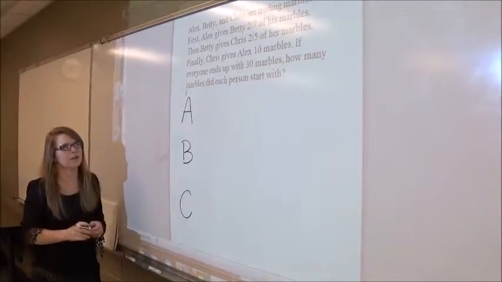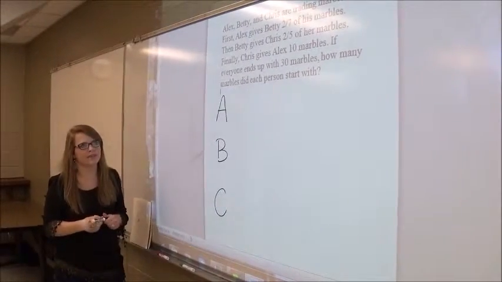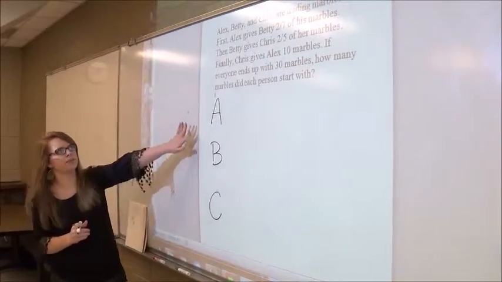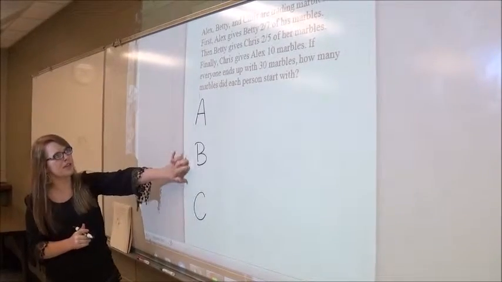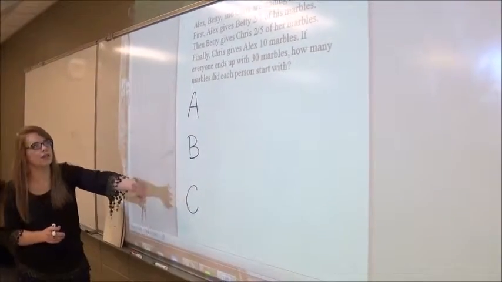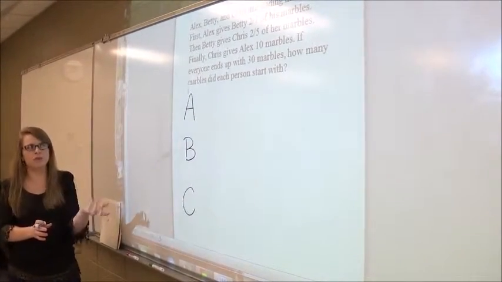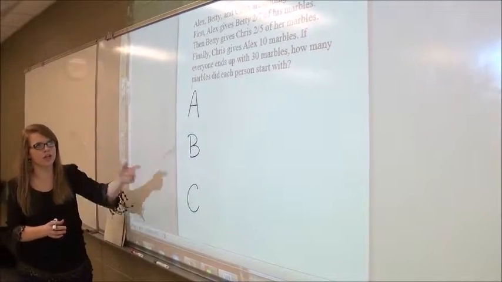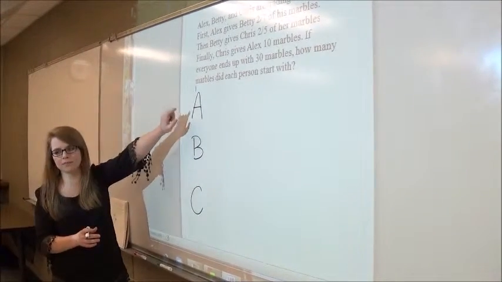is combining a little bit of symbolism and algebra together. So this represents Alex, this represents Betty, and this represents Chris. So the only tangible number we have to start with is we know that Chris gives Alex 10 marbles.